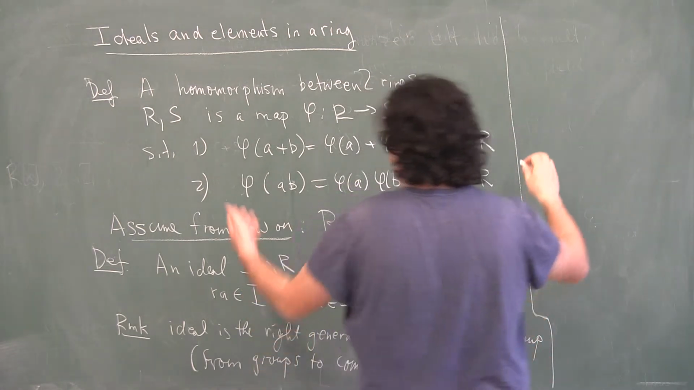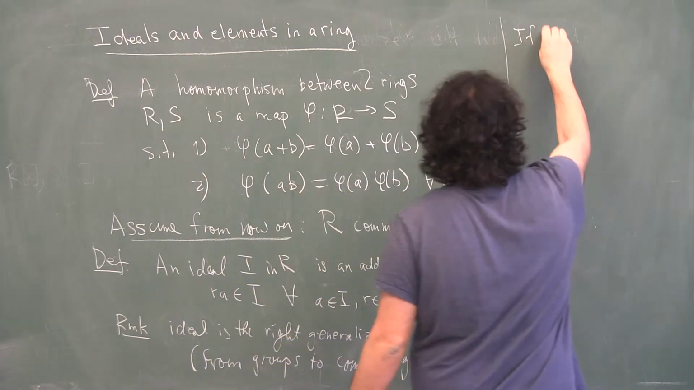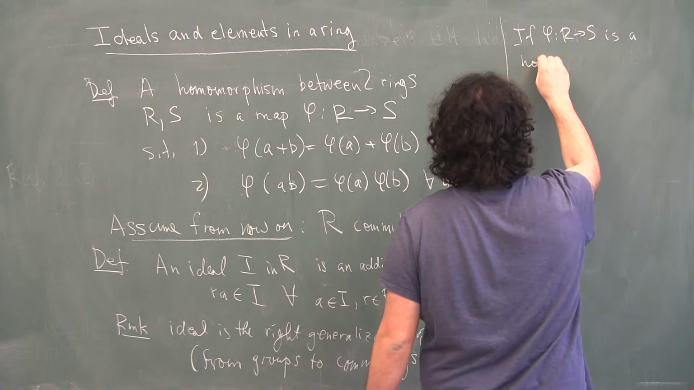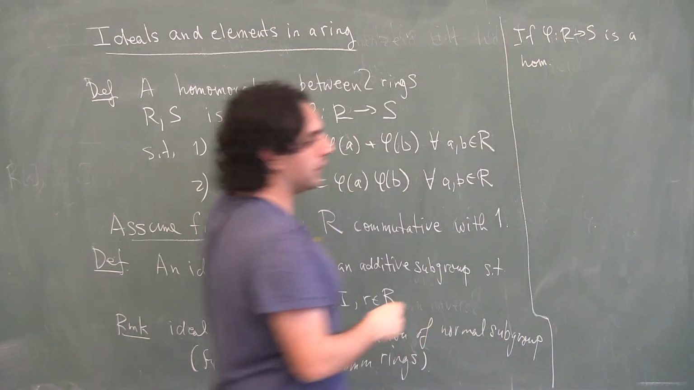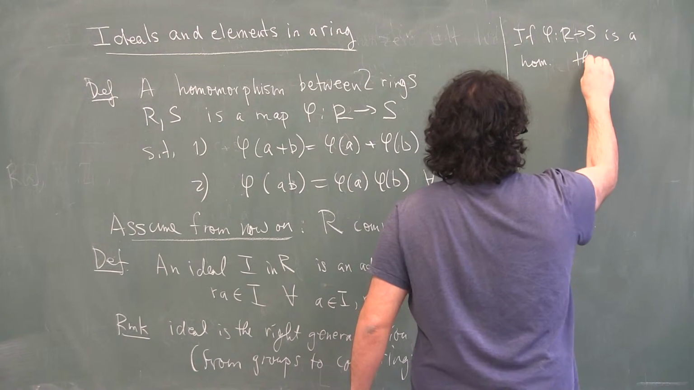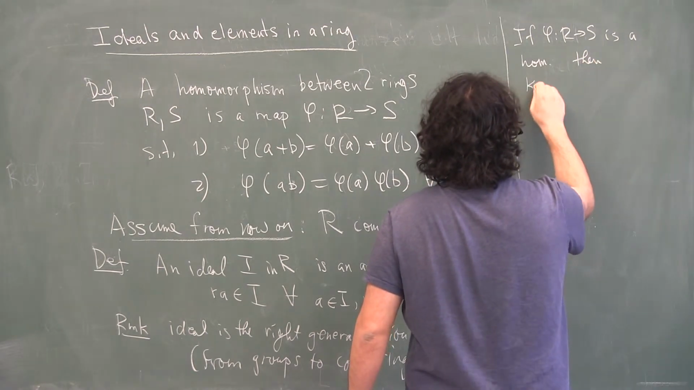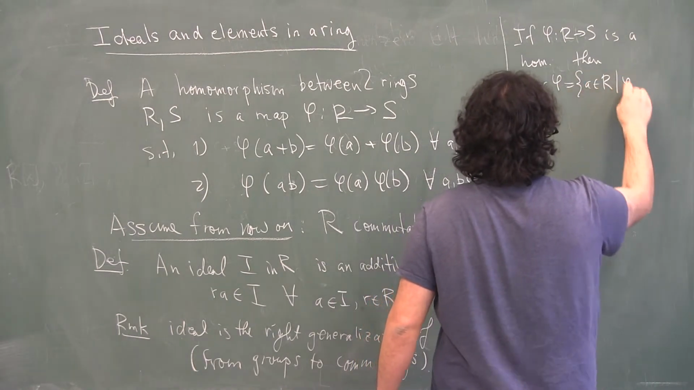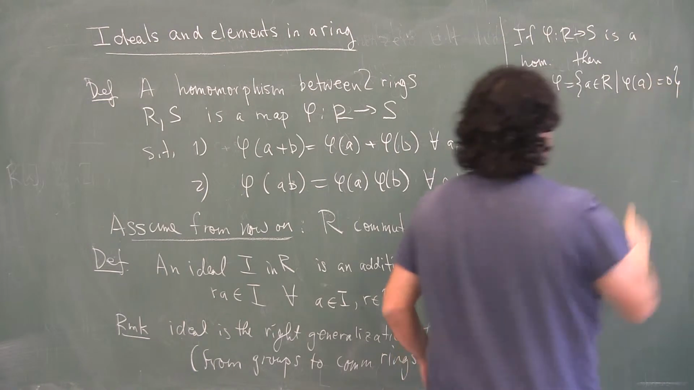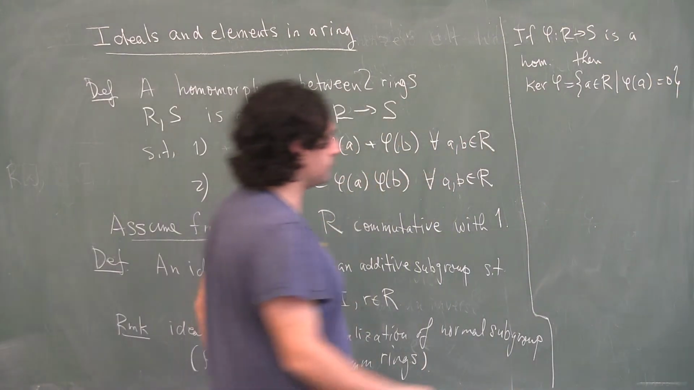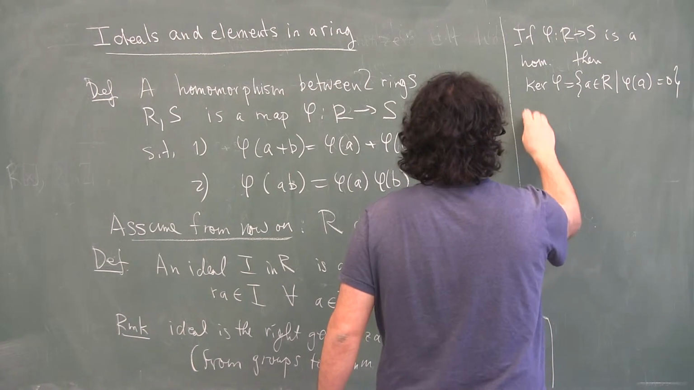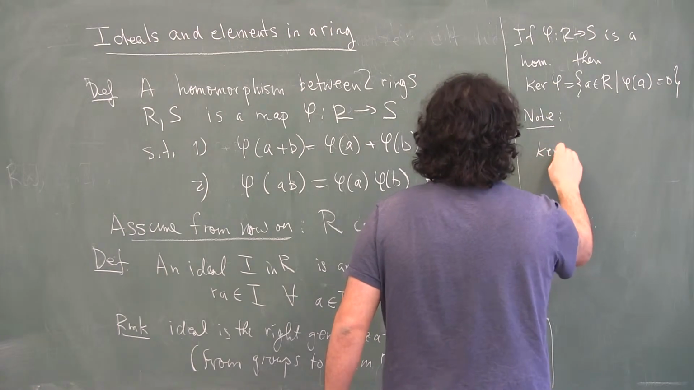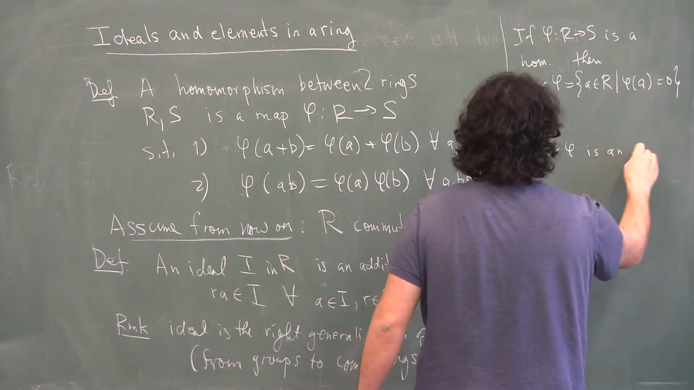Another thing that we can see is if phi is a homomorphism between two rings, like here, then we have its kernel as with groups. It's the set of a in R such that phi of a is equal to 0. And it's easy to see that the kernel of phi is an ideal.